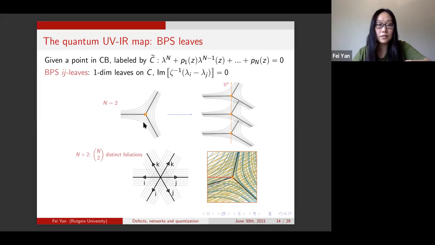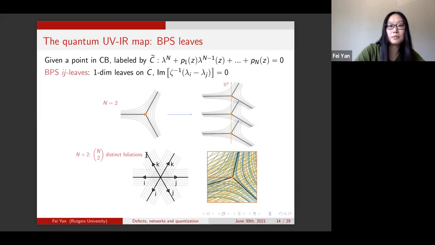But our 3-manifold is C cross R. So these leaves are going to be uplifted to foliate your 3-manifold C cross R. In particular, at each R coordinate, you get a copy of this. For n bigger than 2, this leaf structure is a lot more difficult to describe. For example, just take n equals 3, you will have 3 different kinds of leaves. So you have IJ kind, IK kind, and JK kind. At a generic point on C, topologically, your leaf structure will look like this. And then you could ask, what about a simple branch point?